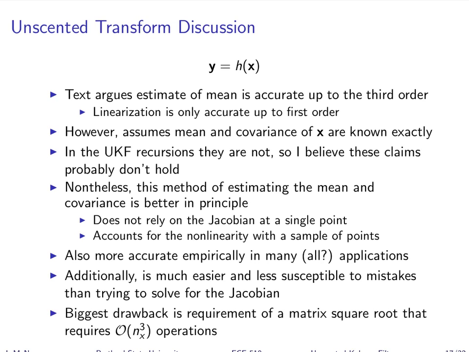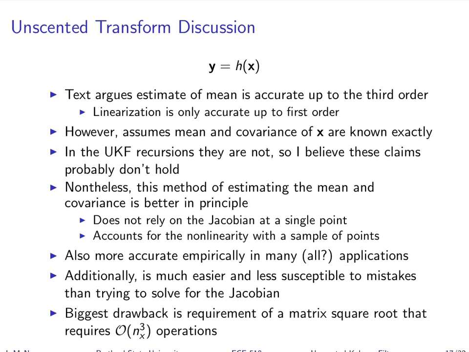But I think they got one thing wrong, which is they argue that the mean of the estimate coming out is accurate up to third order. They say linearization, the extended Kalman filter, is only accurate up to first order, and that's why this is so much better, because it's accurate up to a higher order. In Taylor series approximation terms, this captures the second and third order statistics more accurately, whereas the extended Kalman filter only covers it up to the first order approximation.